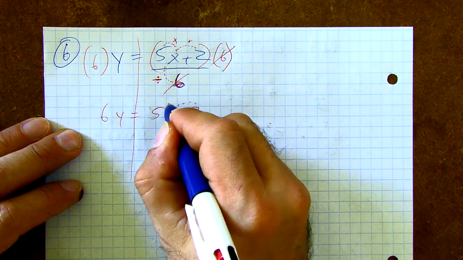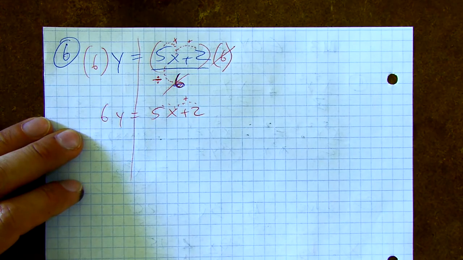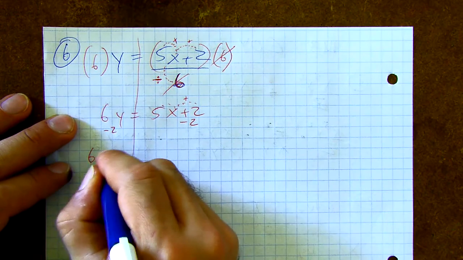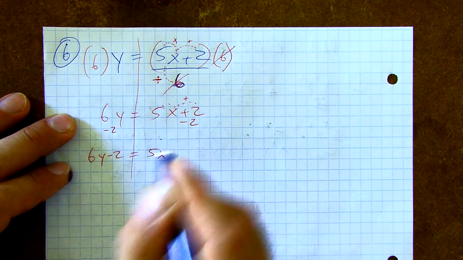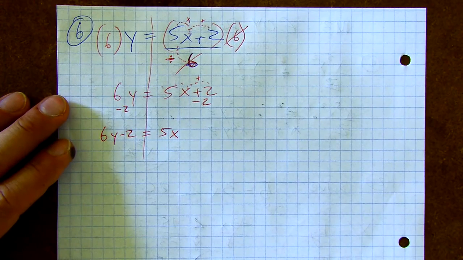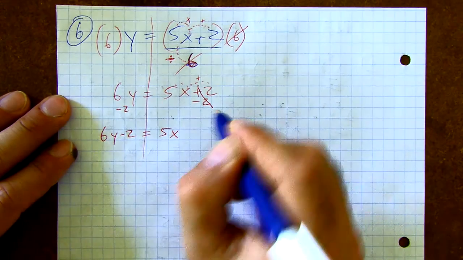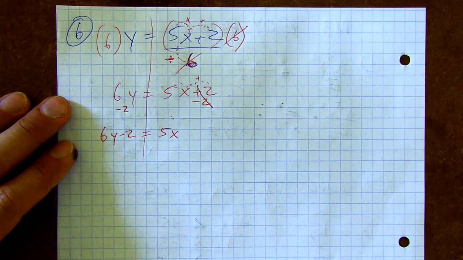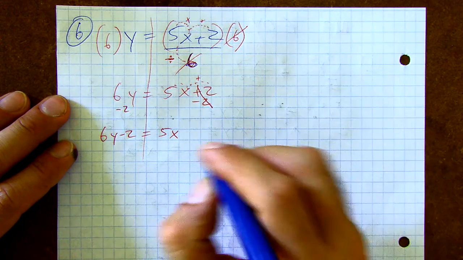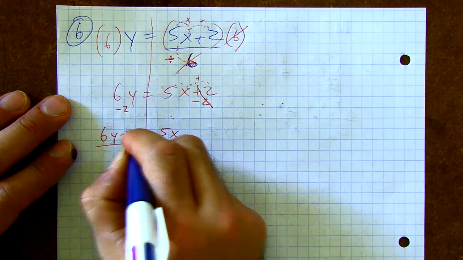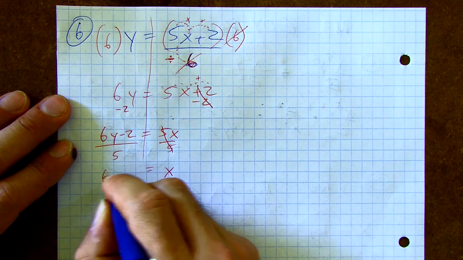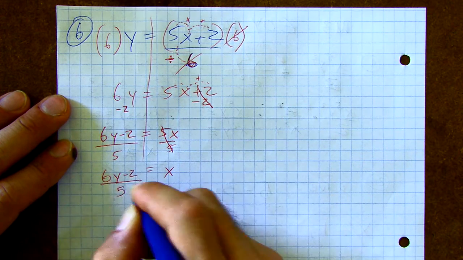Working from the outside in, instead of plus 2, minus 2. Let's do the opposite. 6y minus 2 is equal to 5x. So it's always just doing the opposite to both sides. That allows us to cancel them out. Plus 2 minus 2, 0. 6 divided by 6, 1. So that's how it's canceled. Now, last step. Divide it out, and we get x is equal to 6y minus 2 over 5, and we're done.